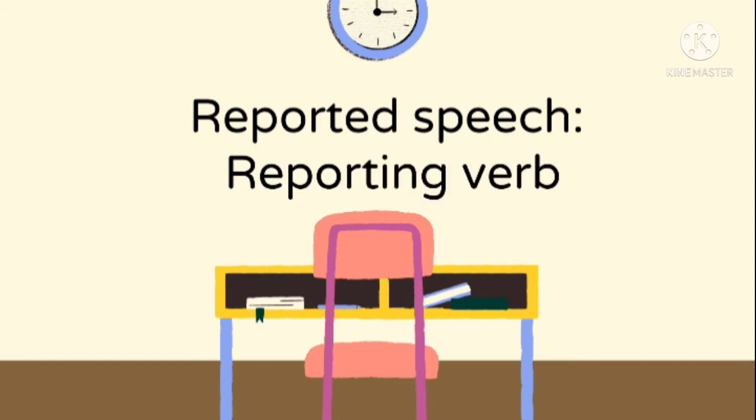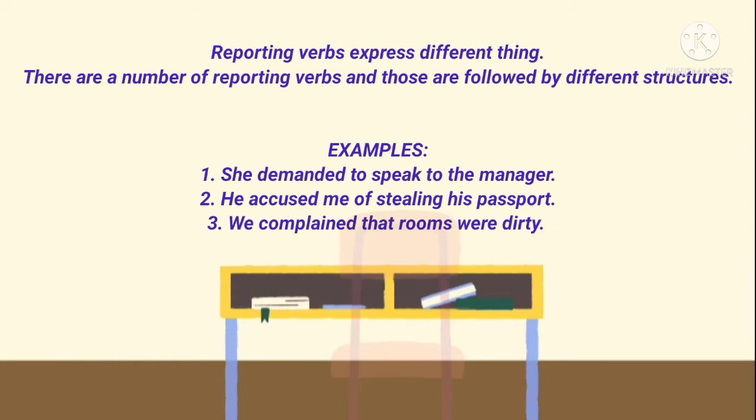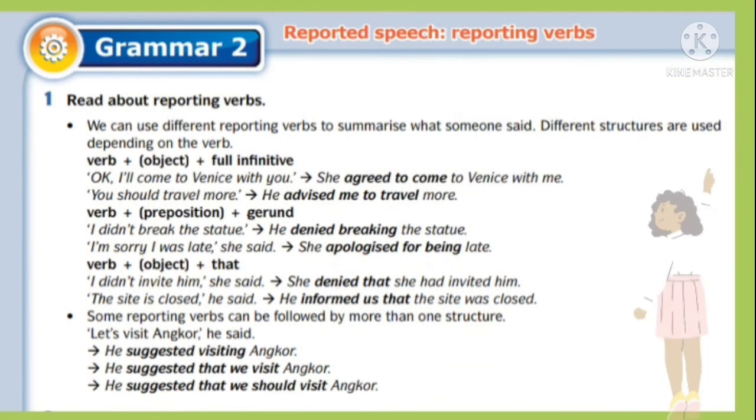Now we move on to reported speech reporting verbs. Reporting verbs express different things. There are a number of reporting verbs and these are followed by different structures. So here are other examples. She demanded to speak to the manager. He accused me of stealing his passport. We complained that the rooms were dirty.